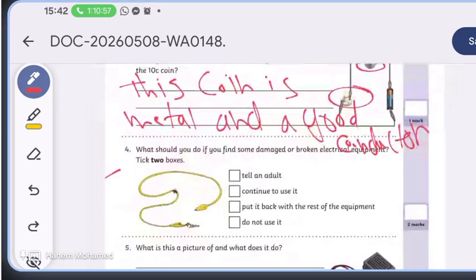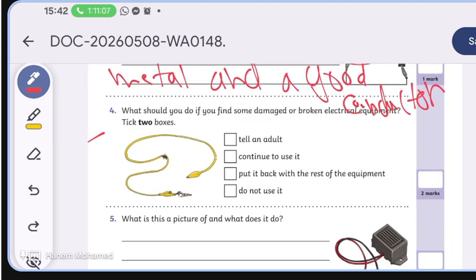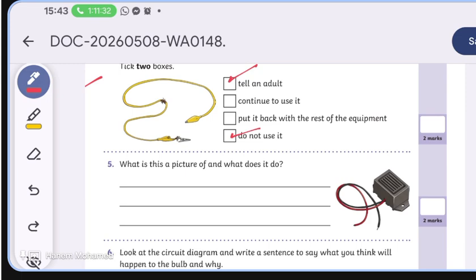And Jaida, what should you do if you find some damaged or broken electrical equipment? Tell an adult, continue to use it, put it back with the rest of the equipment, or don't use it? Of course, you will tell an adult and you don't use it. Why? It's a damaged circuit. You are going to get an electric shock. So that's why you should not use any damaged wires.